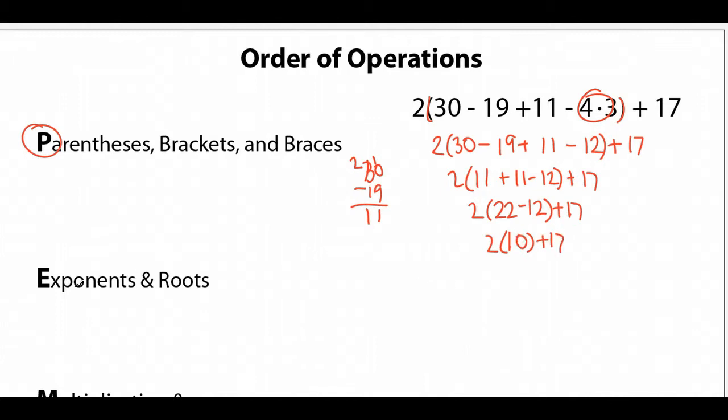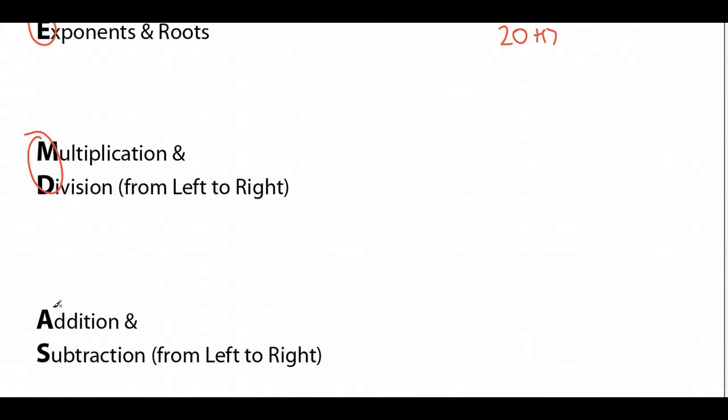So now let's look, and we don't have exponents. We do have multiplication. This 2 next to the 10, next to the parentheses, means that we multiply. So 2 times 10 is 20 plus 17. Now we're done with our multiplication and division, and then we go to our final step of addition and subtraction. And so we say 20 plus 17 is 37.